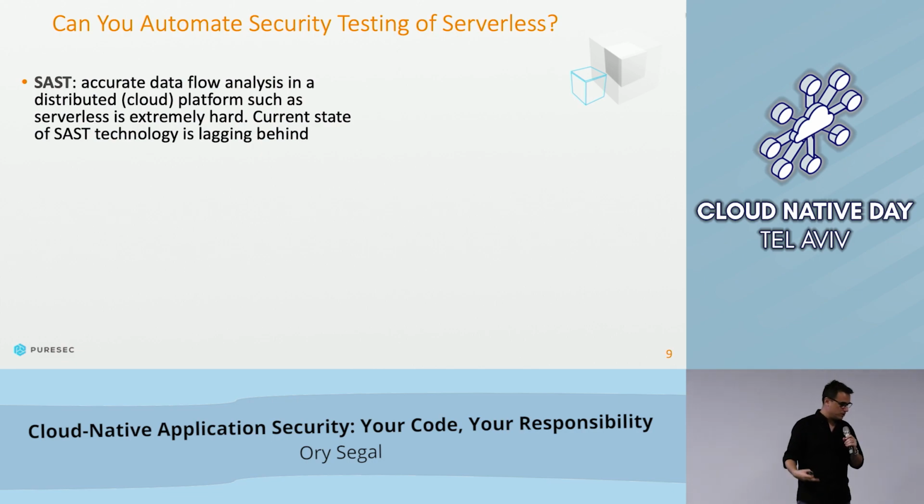And so traditional static analysis tools are still very useful for detecting vulnerabilities inside a single function. But if you try to detect vulnerabilities as a result of code or data flowing between disparate functions, then there's going to be a problem there.